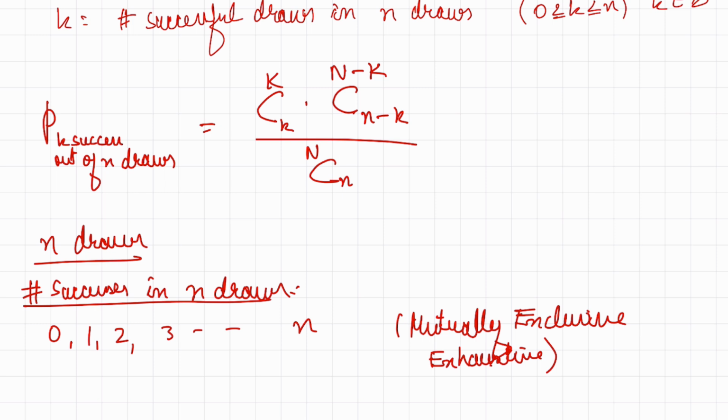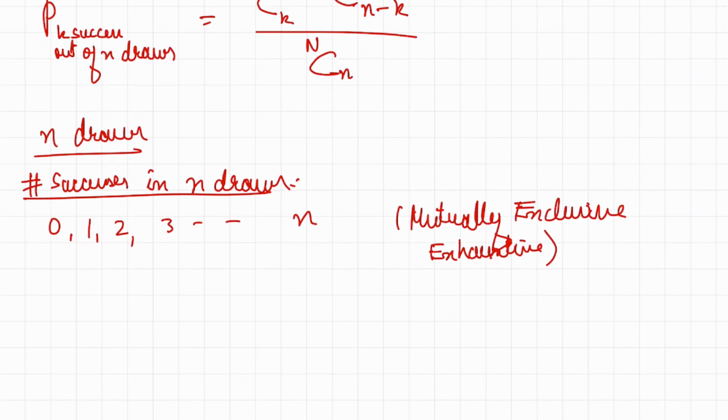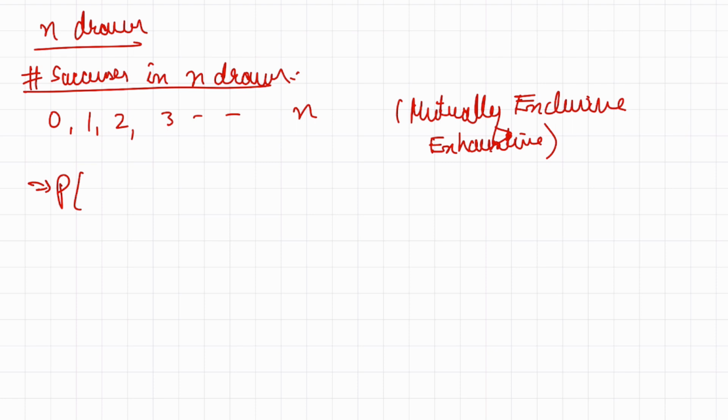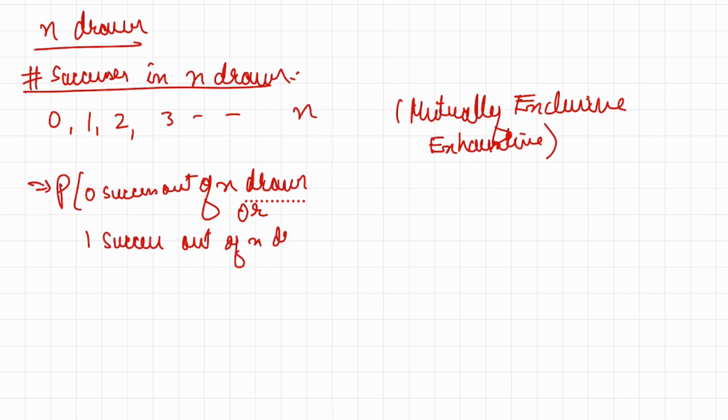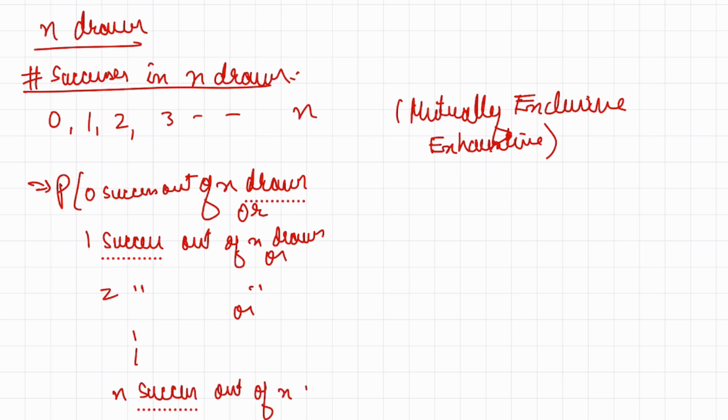And the reason is, again, if you have n draws, you can't have more than n. You can't have less than 0 successful draws, okay? Therefore, probability of 0 success out of n draws, or 1 success out of n draws, or 2 success out of n draws, similarly, all the way till n success out of n draws is going to be what?